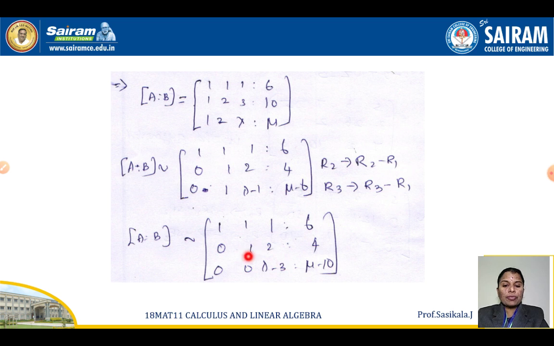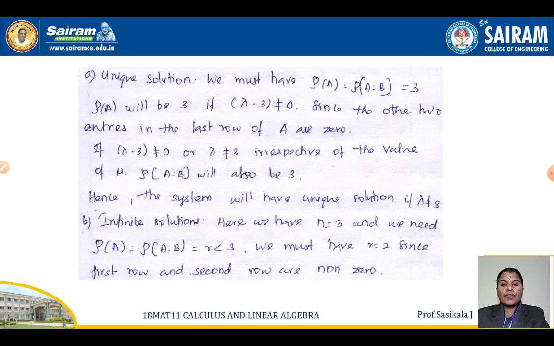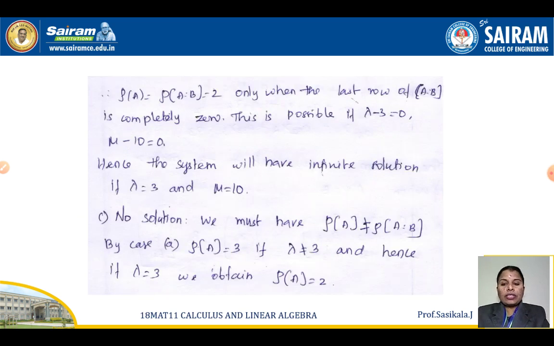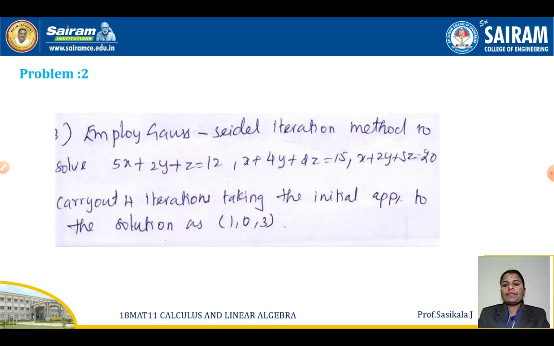Rank of A must be equal to 2, rank of AB is equal to 3. Then you can tell it is inconsistent. That means no solution. So that's all the 3 conditions we have discussed. Now we'll go with the next question.